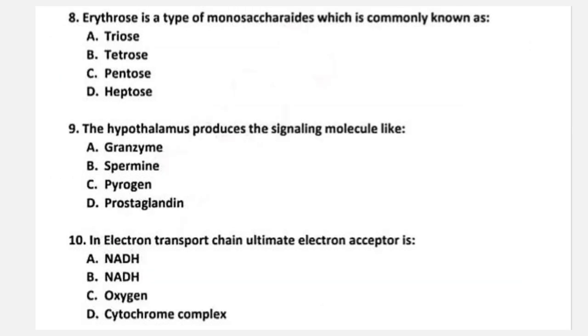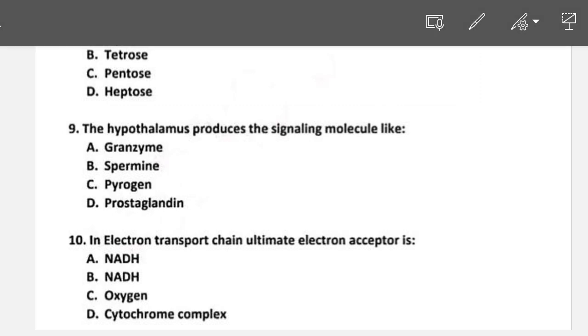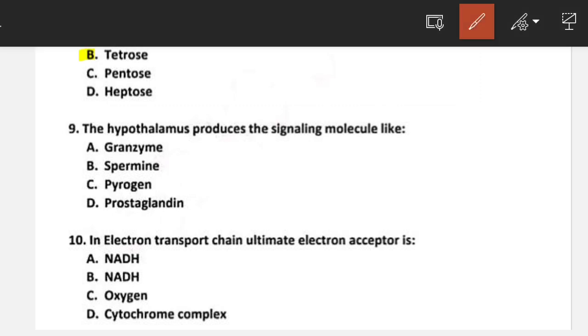Question number 8: erythrose is a type of monosaccharide which is commonly known as, option A is the triose, option B is the tetrose, option C is the pentose, and option D is the heptose. So erythrose is a sugar that consists of 4 carbons, and a 4 carbon sugar is commonly termed as tetrose. So here the correct option will be option B, tetrose.